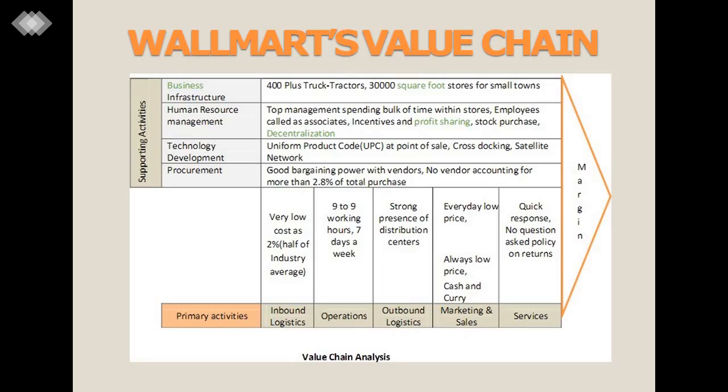In technology development, it is related to UPC, that is Uniform Product Code, at point of sale, cross docking, and satellite network. In procurement, good bargaining power with vendors, with no vendor accounting for more than 2.8% of total purchases. So these supportive activities give the margin and also help the primary activities like inbound logistics, which has a very low cost of 2%, and operations, that is 9 to 9 working hours, 7 days a week.